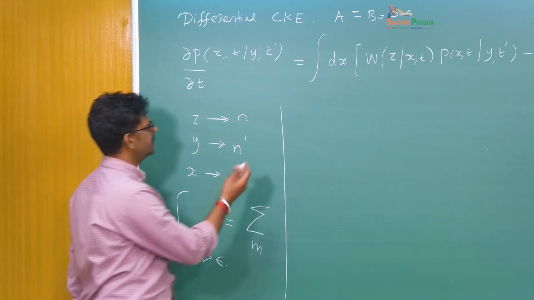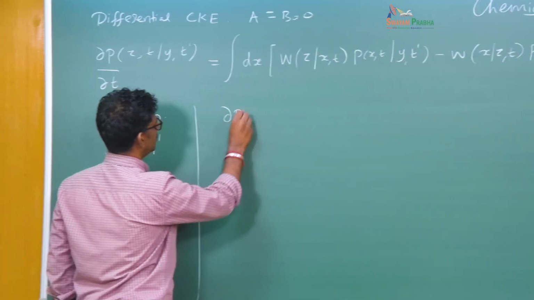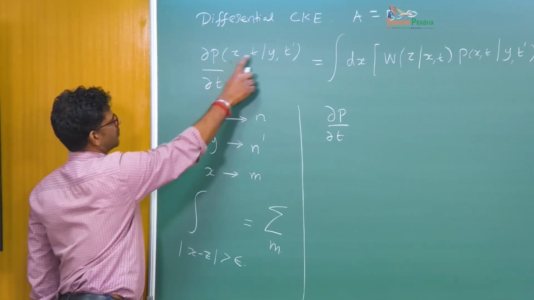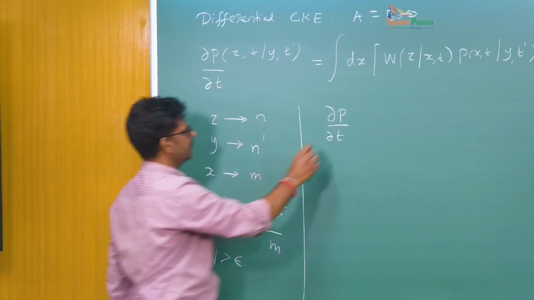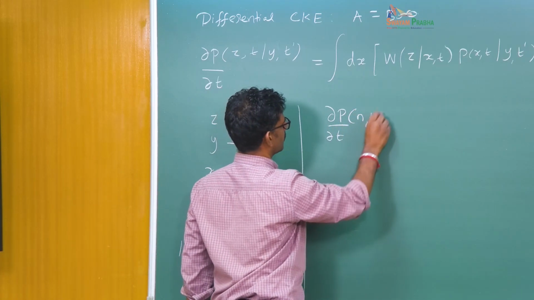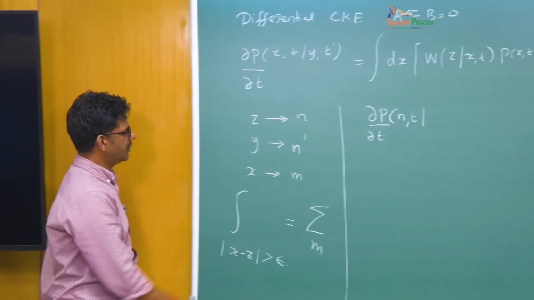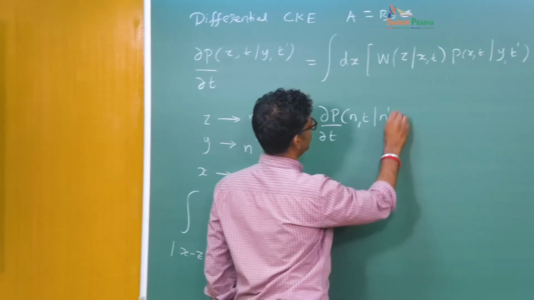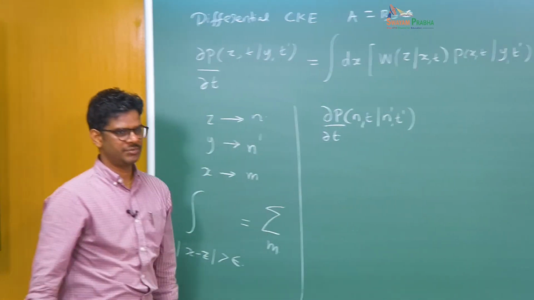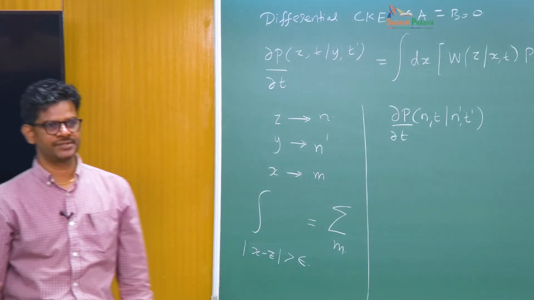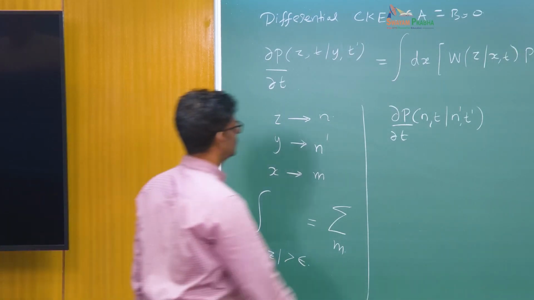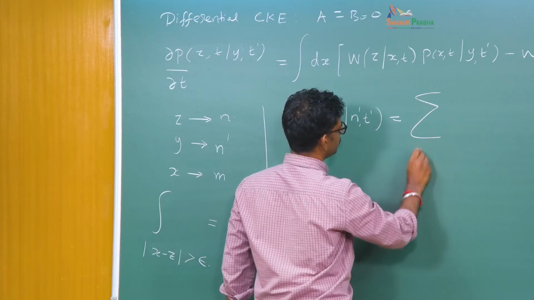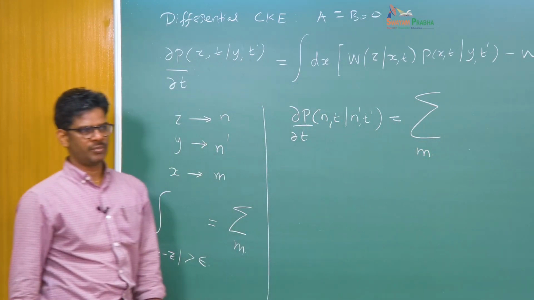So with this we can write: dou p by dou t of z comma t becomes n comma t, and y comma t prime becomes n prime comma t prime. I am only changing the variables, nothing else. Then on the right hand side, this integral is now written in terms of a sum over all possible m.